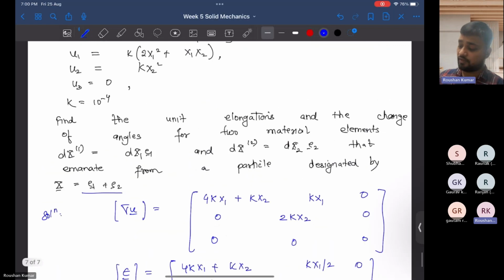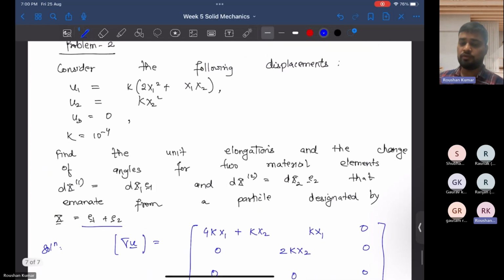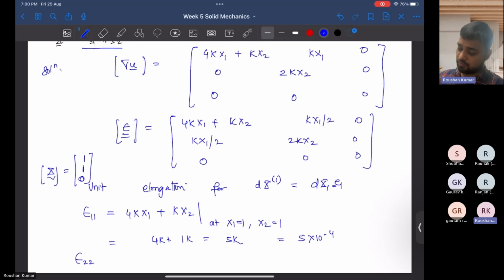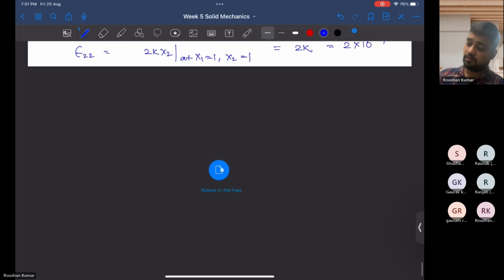The next thing is to find the longitudinal strain, that is the unit elongation along the E2 direction. So epsilon 22 is 2k x2 at x1 equal to 1, x2 equal to 1. So it is 2k, which is nothing but 2 into 10 to the power minus 4.